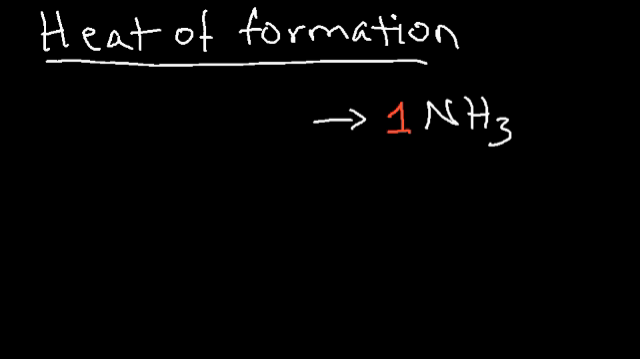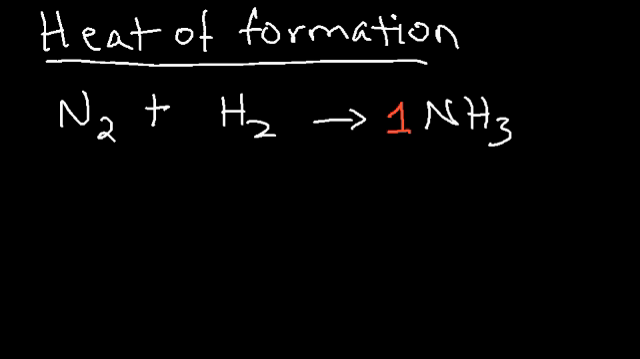Now, on the left side, we need to separate nitrogen and hydrogen. We need to write them in their elemental form. Nitrogen, in its natural standard state, exists as a diatomic element. It's N2. And hydrogen gas is also diatomic. Now, to balance it, we may need to use fractions.